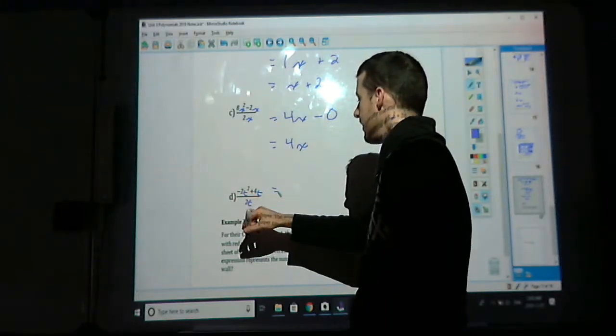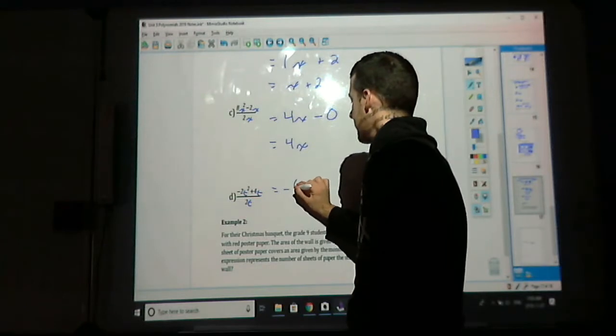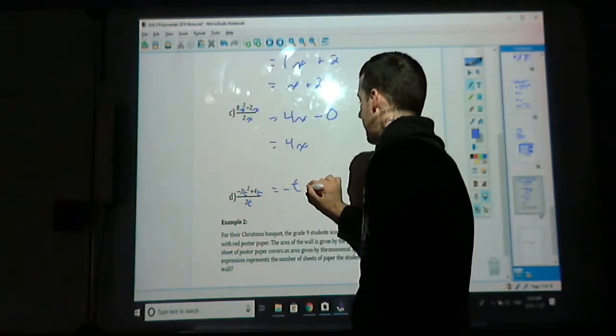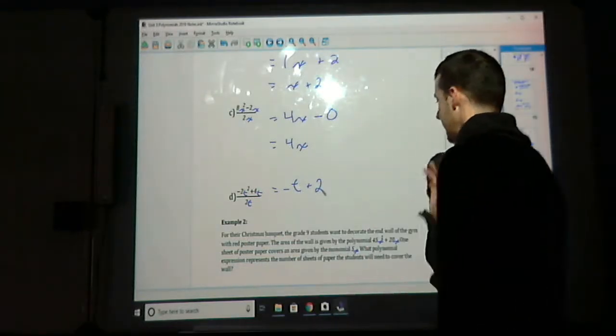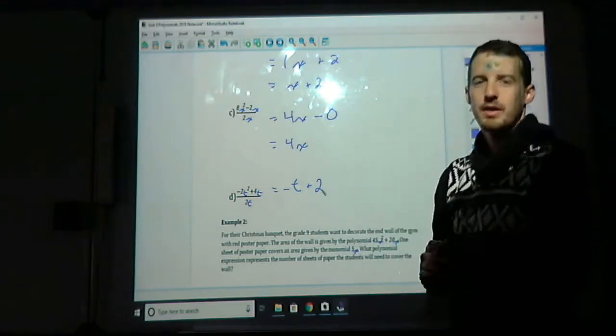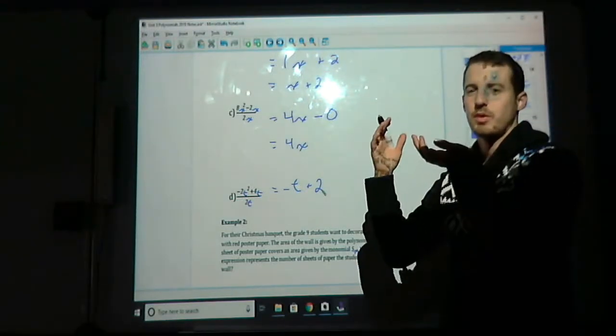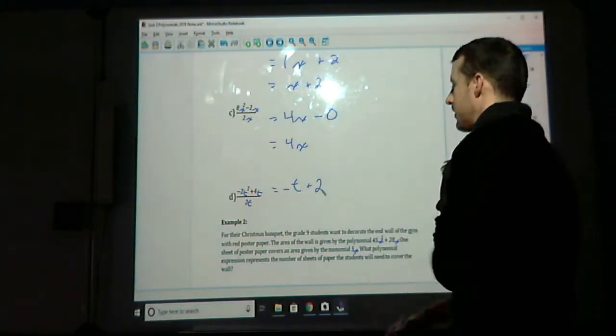All right, last one. Negative 2t divided by 2t is going to equal negative t. 4 divided by 2 is 2, t divided by t is 0, or t to the 0, which, as we know, any term to the exponent 0 is 1, so we don't need to write that, because 2 times 1 is 2.